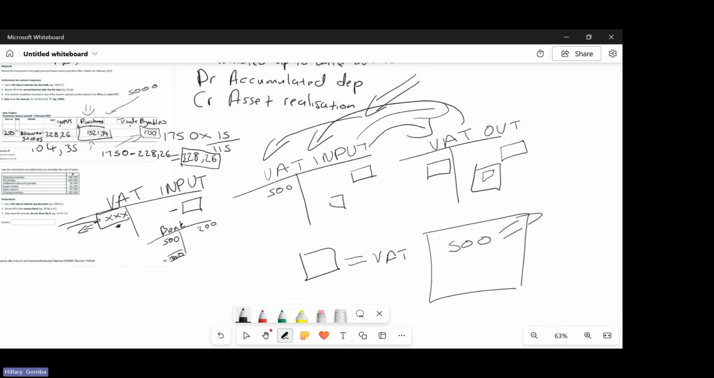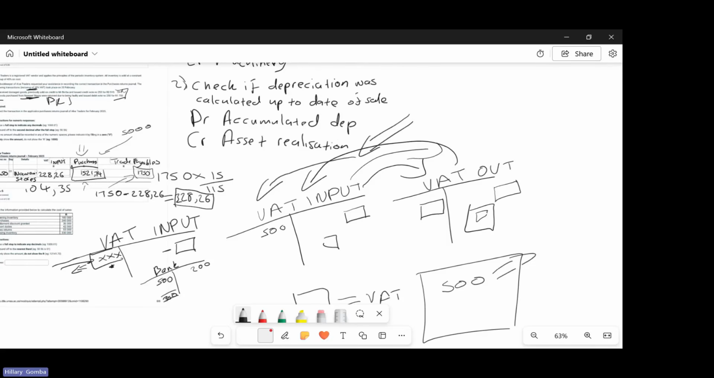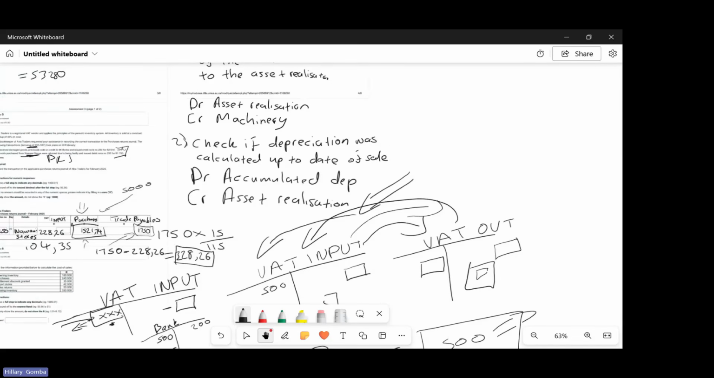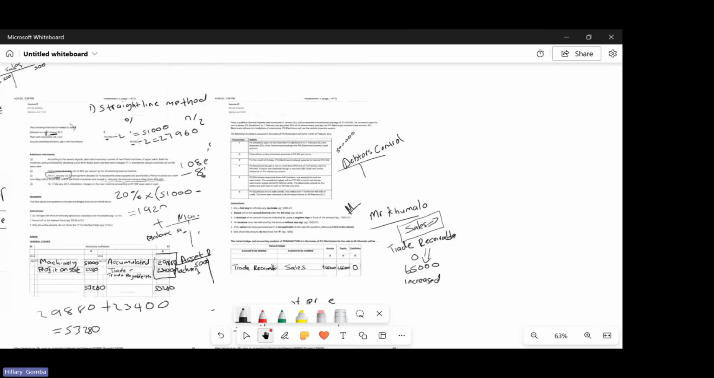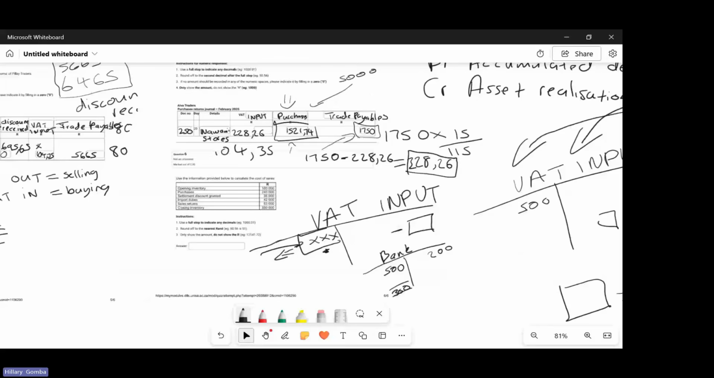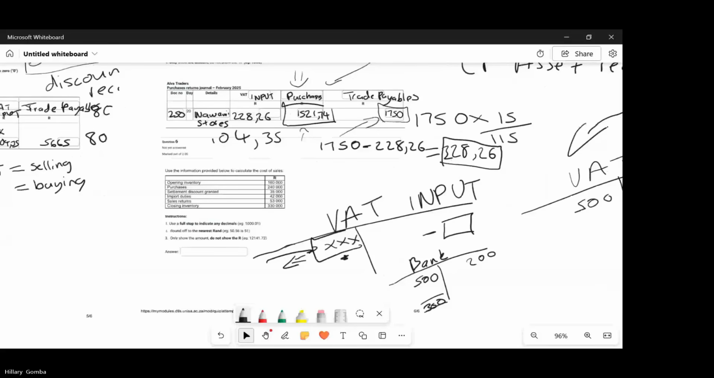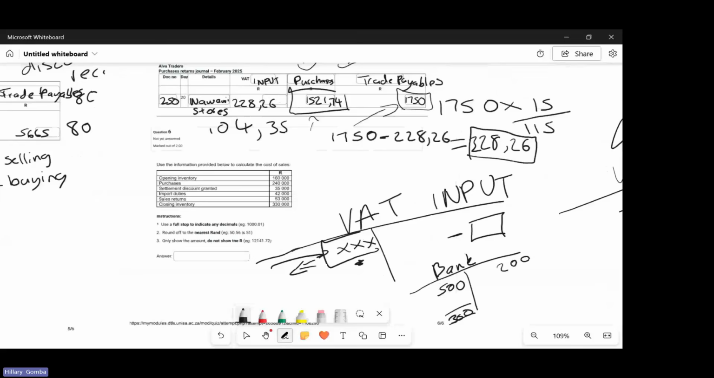Okay, so we're done with that one, and then we can proceed to our last question, which is question number 6, which says, use the information provided below to calculate the cost of sales. And then they gave you the opening inventory, purchases, settlement discount granted, import duties, sales returns, and closing inventory.